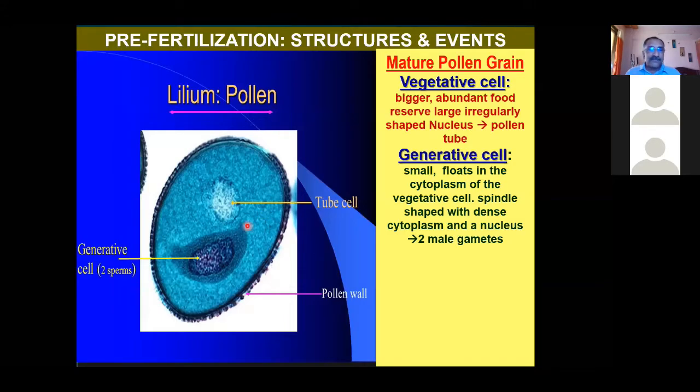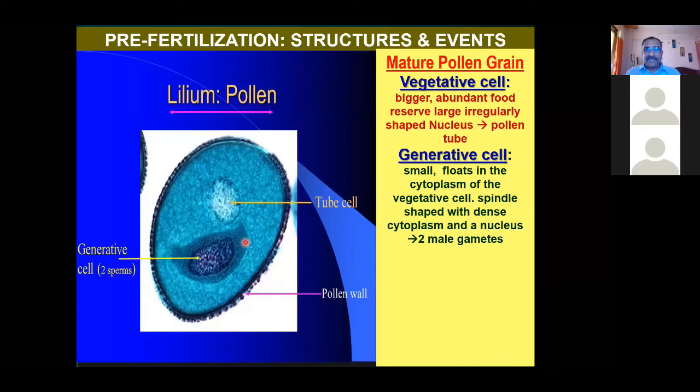Now you see here. This is called the generative cell. This generative cell is normally floating there in the cytoplasm of the vegetative cell. That means this cell is within another cell. It is floating there, but compared to the vegetative cell, this generative cell is smaller in nature.